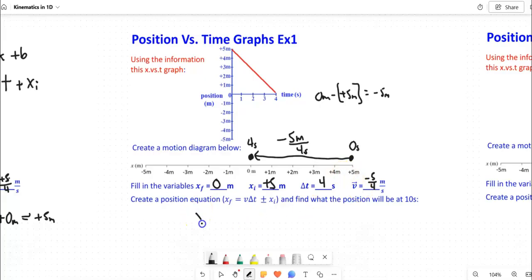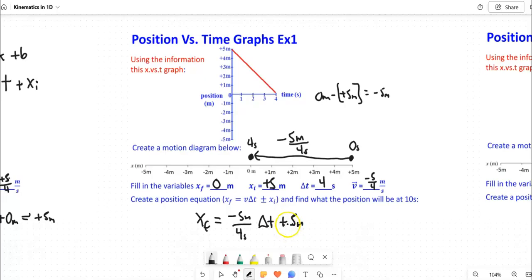All right. Well, predicting any position, the slope is going to be -5 meters displacement over the period of 4 seconds times delta t. That's our horizontal axis. This is our vertical axis. And our starting position was +5 meters.